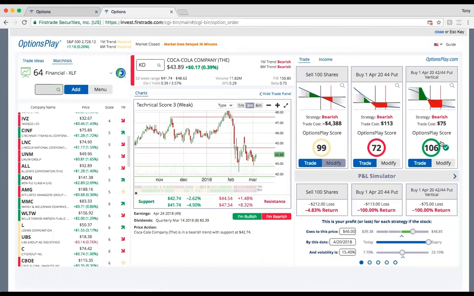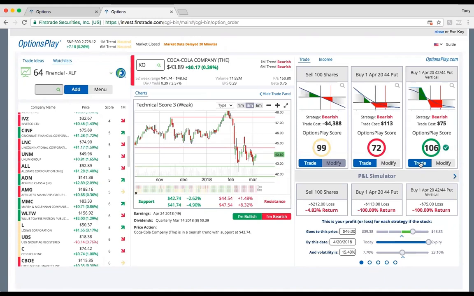That's really why this vertical gives you the highest options play score. A lot of people ask us, what does the options play score do? It just simply tells you what the true risk reward of these strategies are and allows you to compare them side by side. So I know that this put gives me a worse risk reward than buying this put vertical. And that's why this put vertical gives you the green options play score with the check mark.